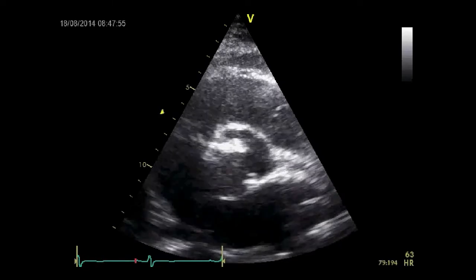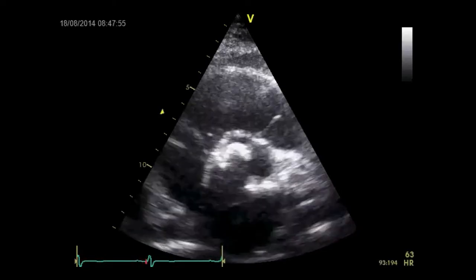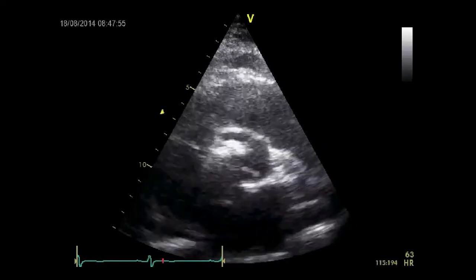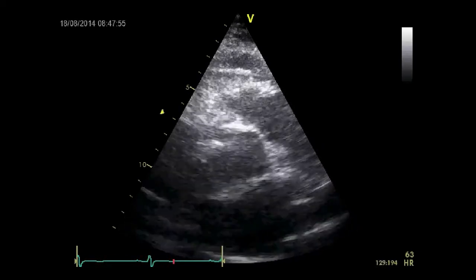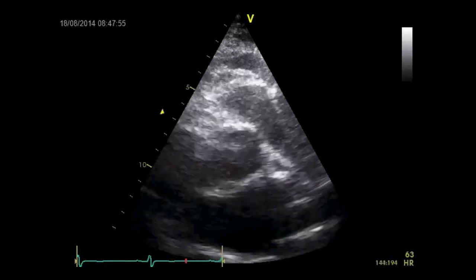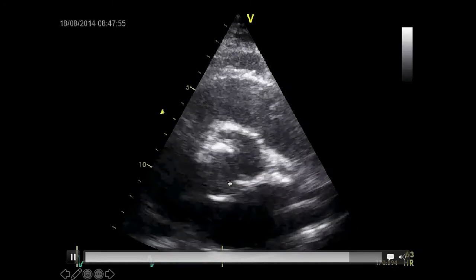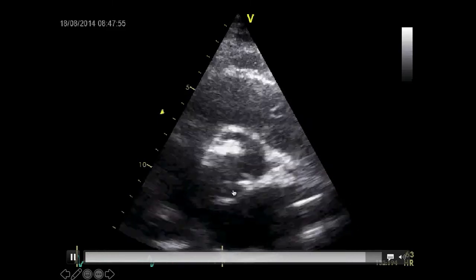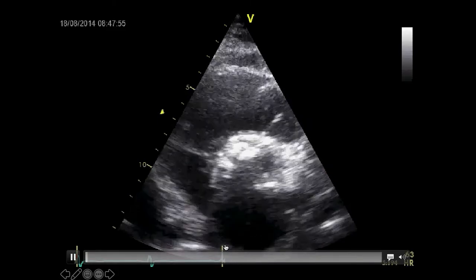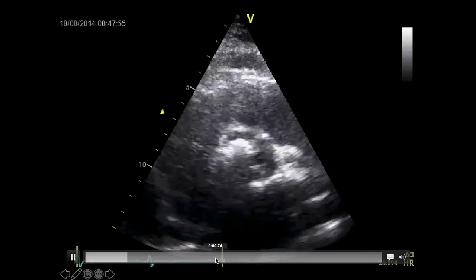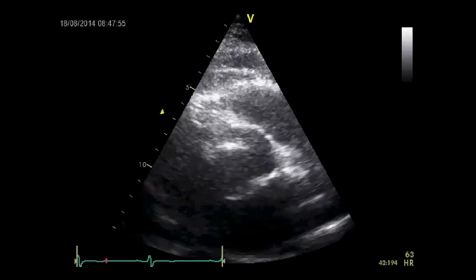And on echo, the calcium in the leaflets is extremely echogenic. And a bit like the metal in the prosthetic valves, that very echogenic calcium generates both artifacts, so we get reverberation, but we also get shadowing in the far field. Anything beyond a big clump of calcium is quite difficult to see. Again, that makes the valve quite difficult to assess.